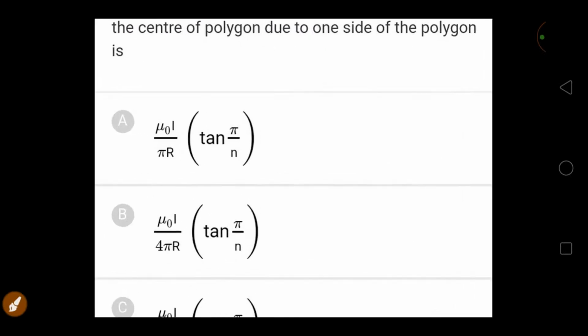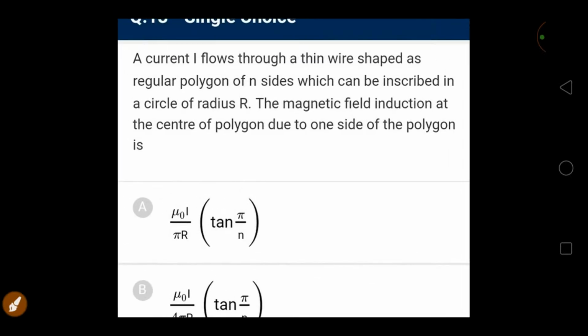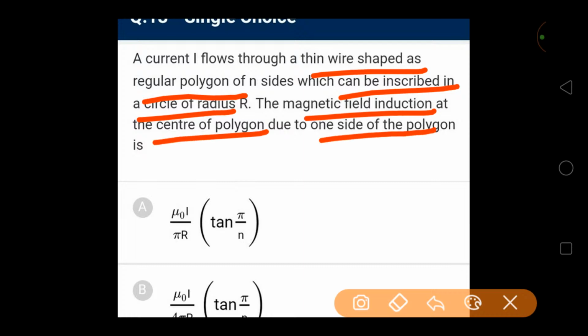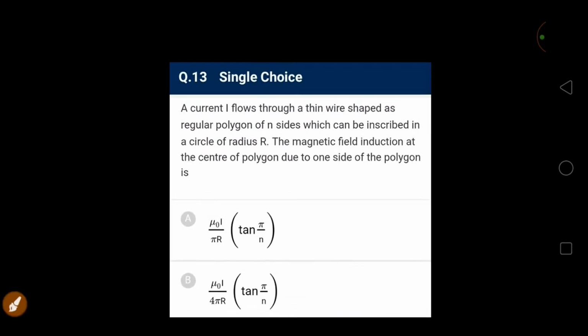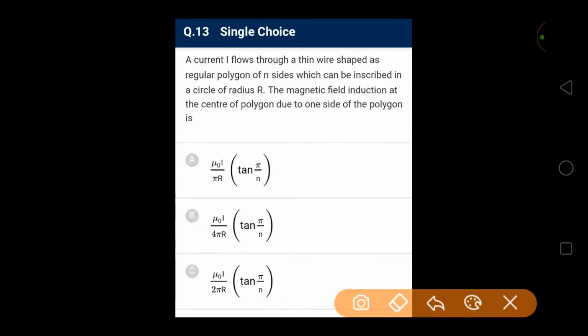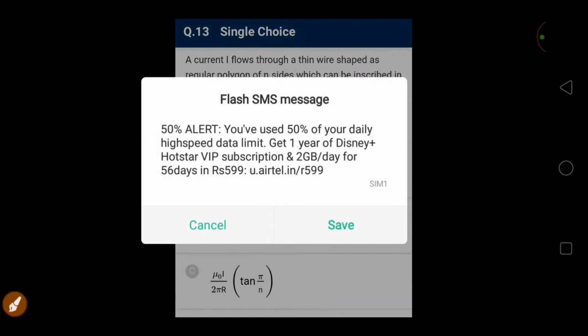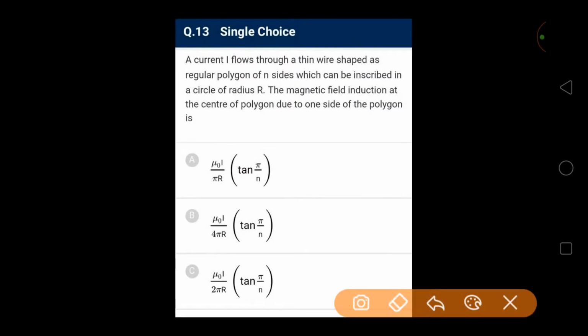Next. A current I flows through a thin wire shaped as a regular polygon of n sides, which can be inscribed in a circle of radius r. A magnetic field induction at the center of the polygon due to one side of the polygon is. So assume a polygon having n number of sides.